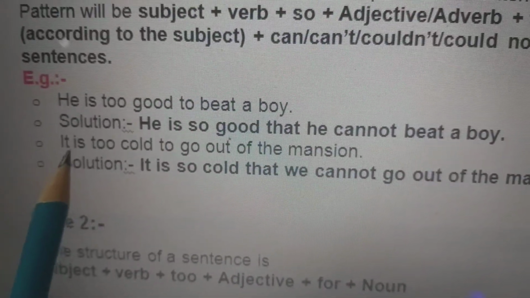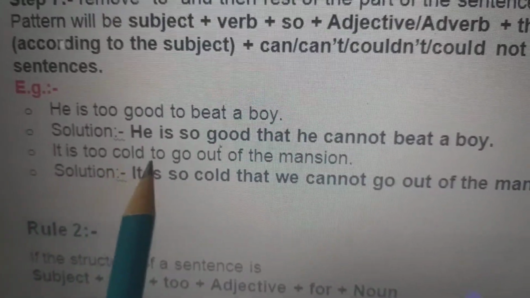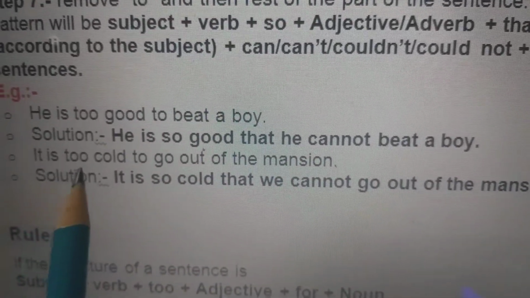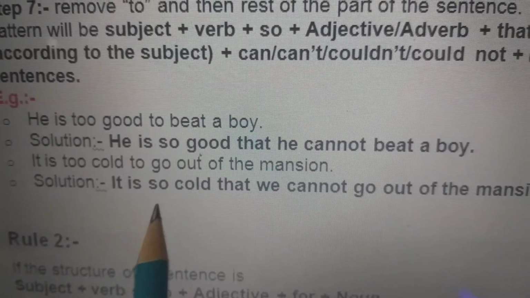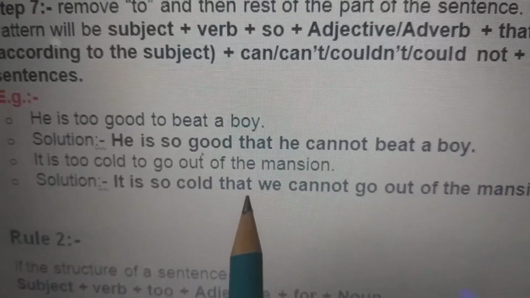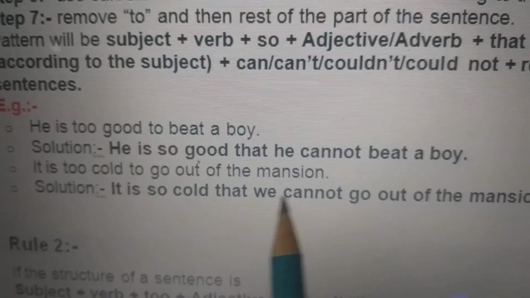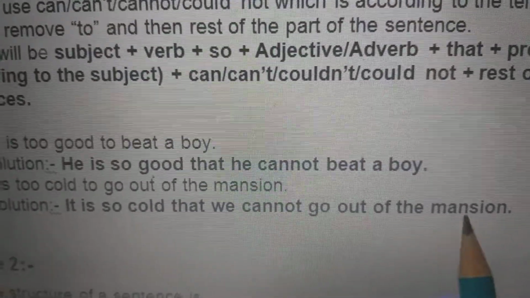Then the next example, "It is too cold to go out of the mansion." Again we remove "to". "It is so cold that", remember we have to use "that" in the sentence, "that we cannot go out of the mansion."